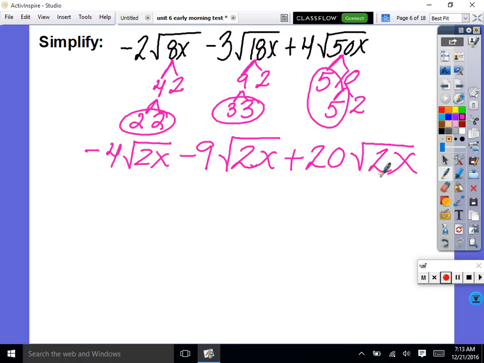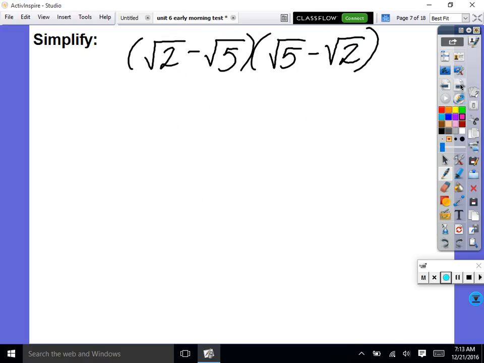Now let's combine like terms. So we have negative 4 minus 9, correct? Negative 13 plus 20 is 7. And it's positive 7 square roots of 2x, because they're all like radicals. We don't need absolute values because it didn't say to do that in the instructions. Don't miss those. Those are the easy ones.